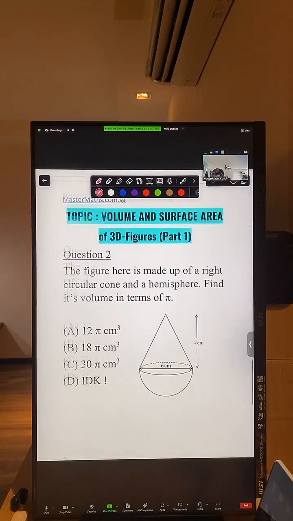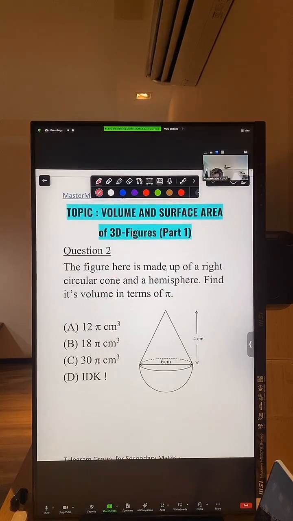Okay, let's go into question 2. The figure here is made up of a right circular cone and a hemisphere. So there are two shapes here, or this object is made up of two shapes: a right circular cone and a hemisphere. Find its volume in terms of pi. Will it be A 12 pi cm cube, B 18 pi cm cube, C 30 pi cm cube, or D I don't know? What do you all think?